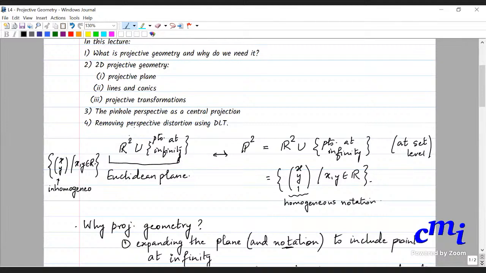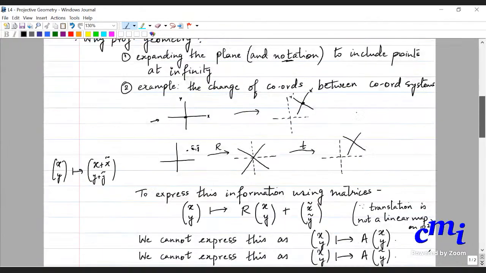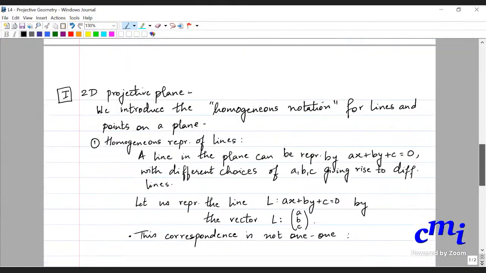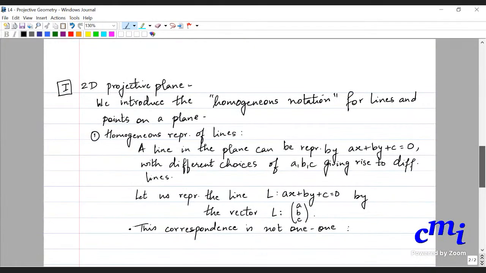Homogeneous, inhomogeneous notation. When I say homogeneous notation, homogeneous coordinate, or homogeneous vector, we mean we are talking about the point as seen in the projective space. If I don't put the adjective homogeneous, then that means we are looking at the point in the Euclidean plane. That's the difference in wording. Okay, so now why do we say homogeneous?